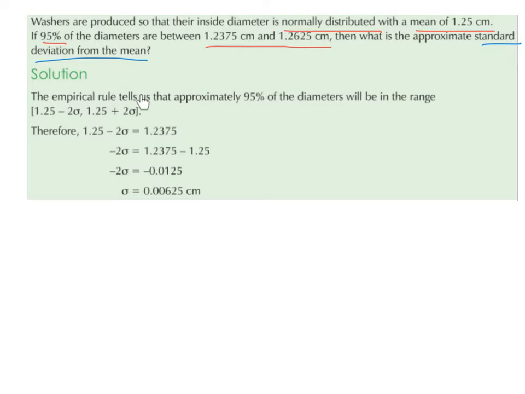So the empirical rule tells us that approximately 95% of the diameters will be in the range of 1.25 minus 2 times the standard deviation, comma, 1.25 plus 2 times the standard deviation. So the 1.25, remember, is the mean. So 95% of the diameters will be in the range of the mean, so x bar minus 2 times the standard deviation, comma, the mean plus 2 times the standard deviation. So we have 1.25 minus 2 times the standard deviation, comma, 1.25 plus 2 times the standard deviation.